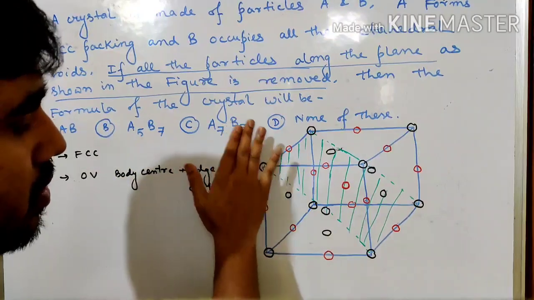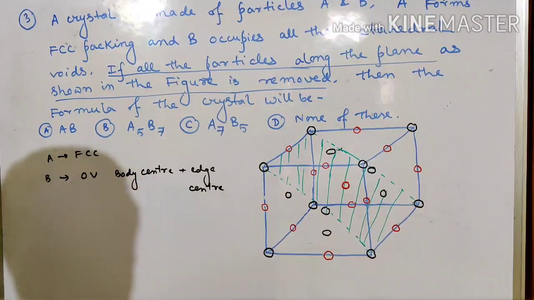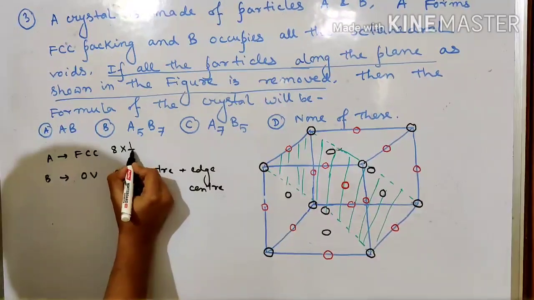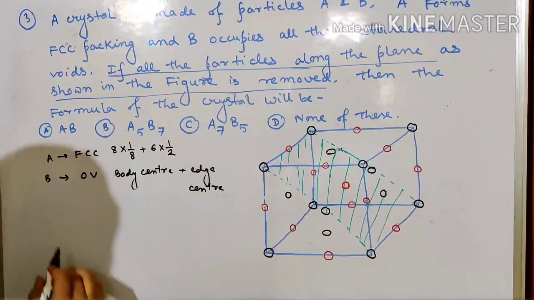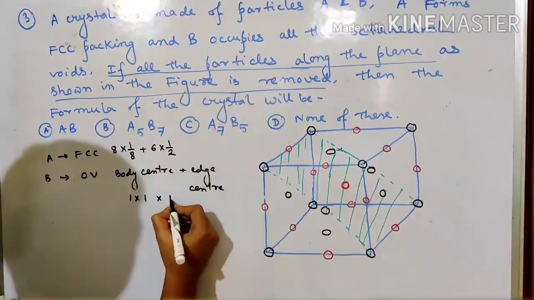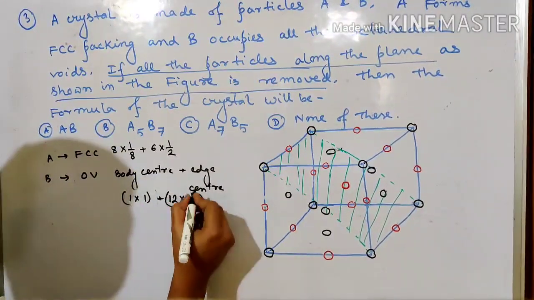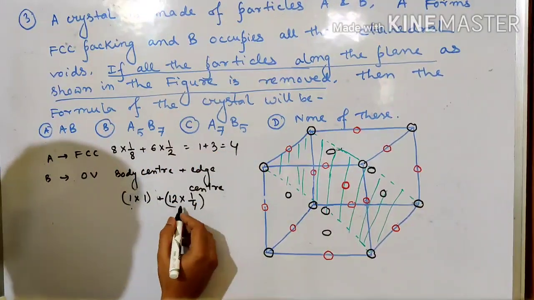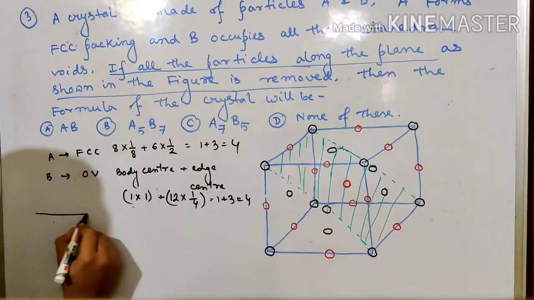If all the particles along these are removed, first of all, if it is not removed, what is the scenario? Here there are 8 corner atoms, each contributes 1 by 8, plus there are 6 face center atoms, each contributes half. And here, if it is not removed, the body center's contribution is 1 into 1, and there are 12 edge centers which contribute 1 by 4. I hope this much is clear to everyone. So here it is 1 plus 3, which is 4, and here also it is 1 plus 3, which is 4, if nothing is removed.